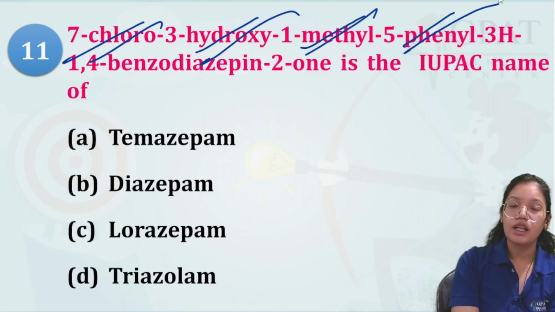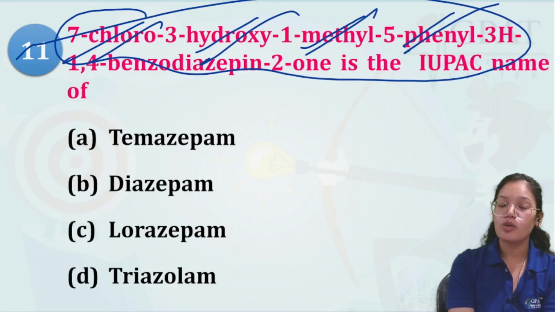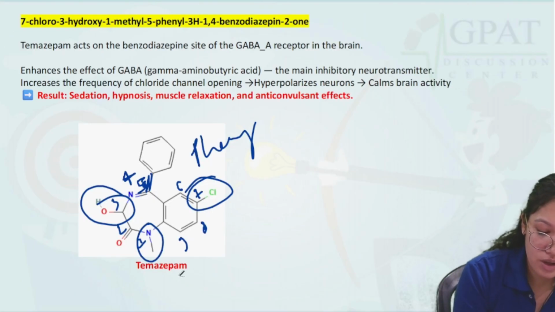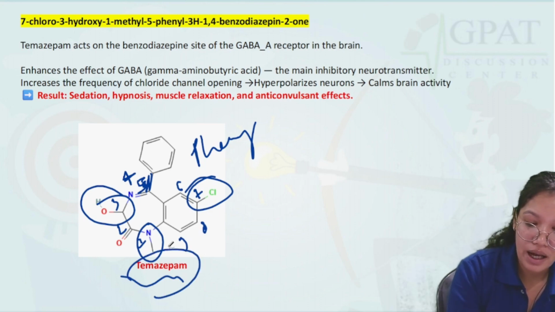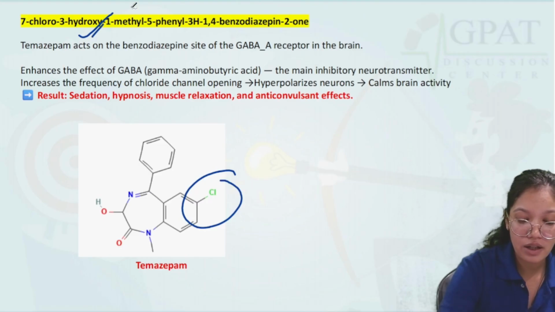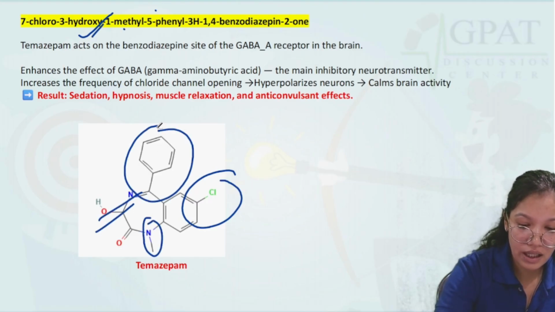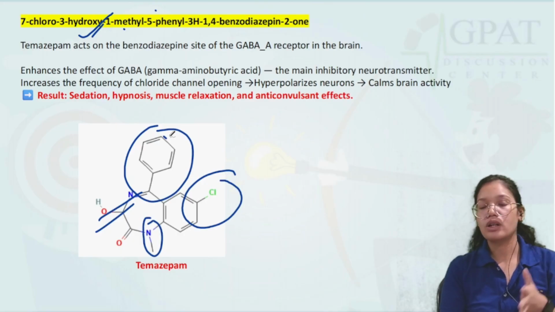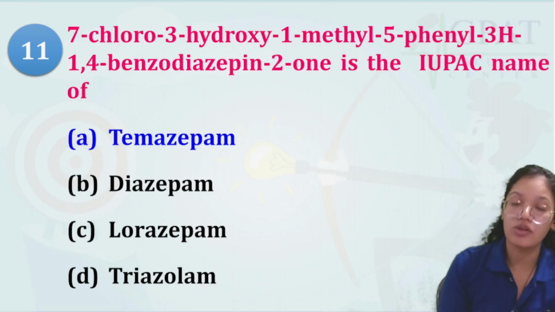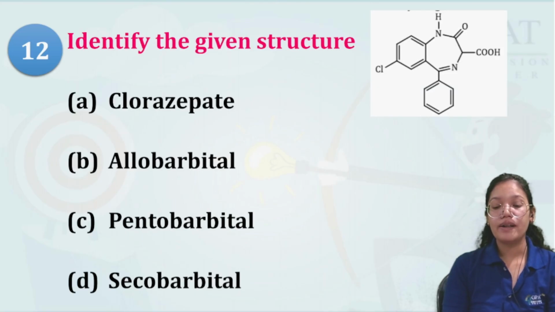So this particular IUPAC name is the IUPAC name of which drug? Temazepam. This is the structure of temazepam; here we have chloro at the 7th position, 3-hydroxy, 1-methyl, 5-phenyl, and then the benzodiazepine nucleus. So this is temazepam, which has sedative and hypnotic functions. Next question: identify the given structure.